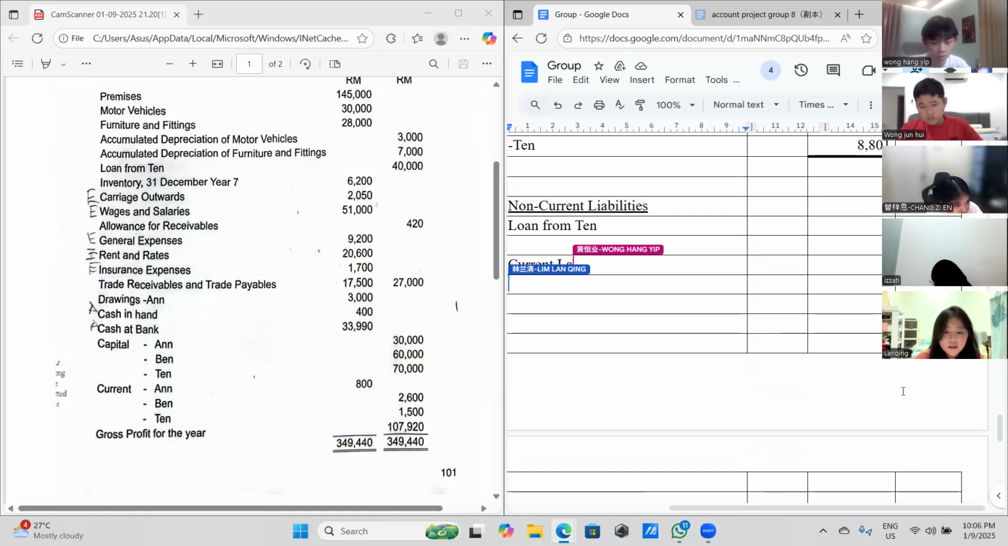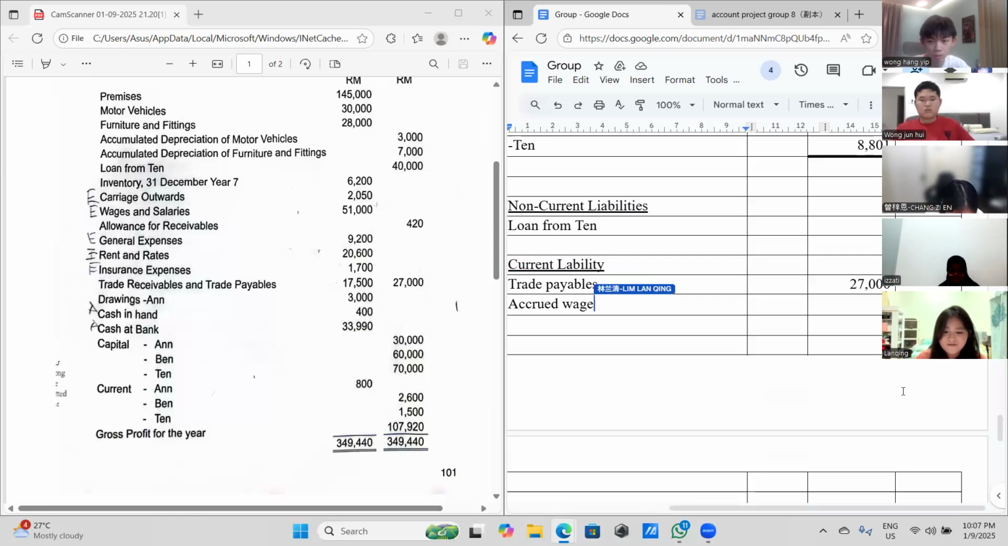And then the current liability, we will start from the trade payables. The amount of trade payable will be 27,000. And the next one will be accrued wages and salary, which is 3,600. And we add together, the amount will be 30,600.